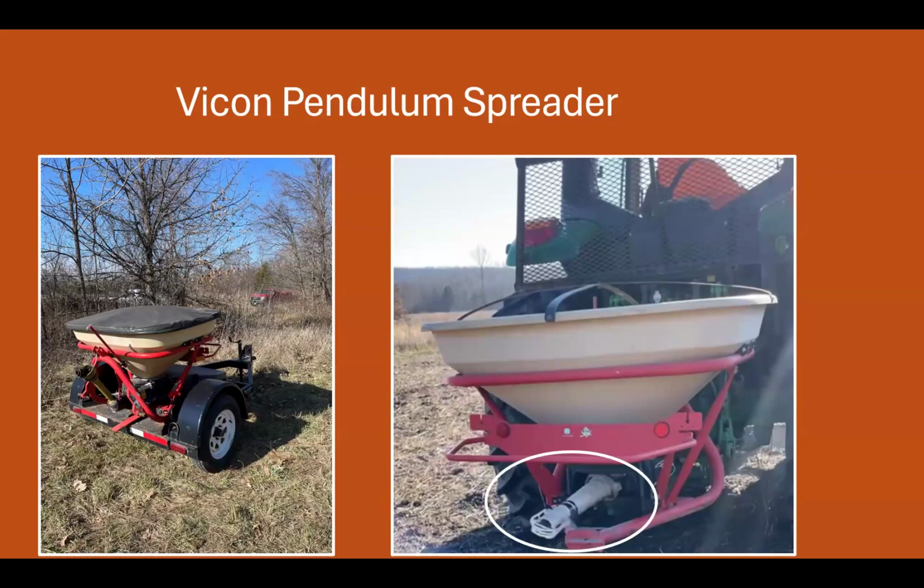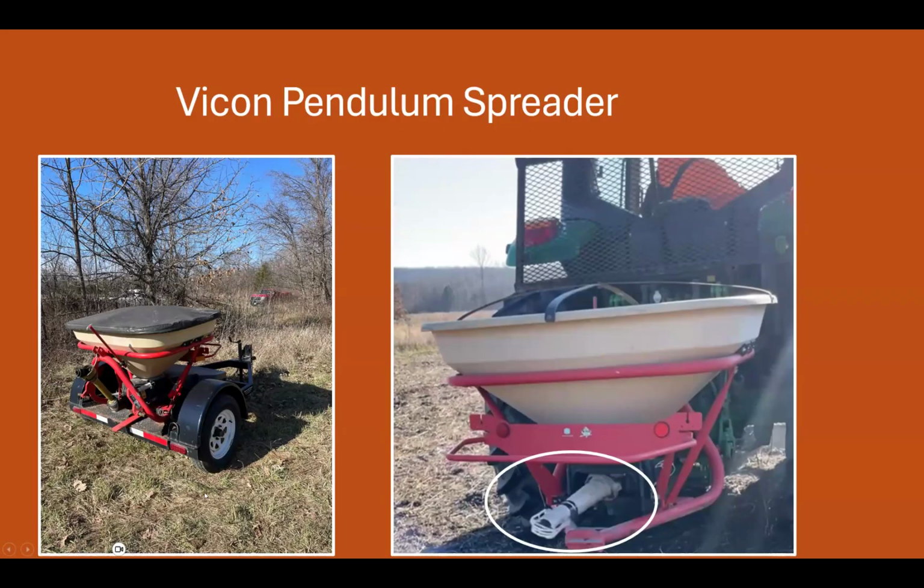All right, looking at some of the equipment that is utilized for planting these, and we're going to start with some of the broadcasting. This is a Vicon pendulum spreader. It's a very popular one to utilize in these native forb situations because they're really customizable across different forb mixes. This one is available for rent from a local soil and water conservation district office, and it comes on a trailer.